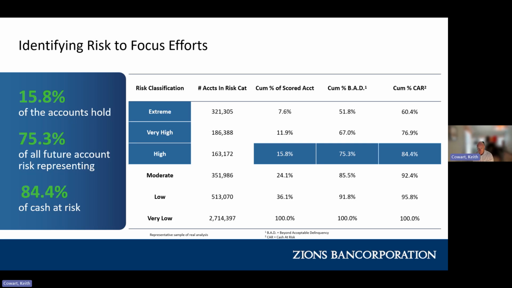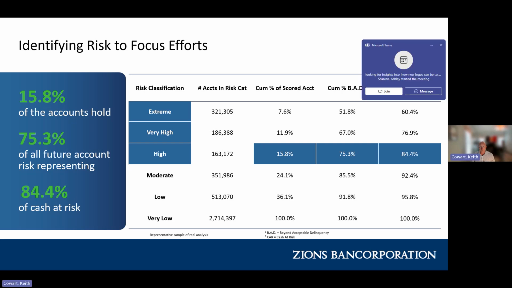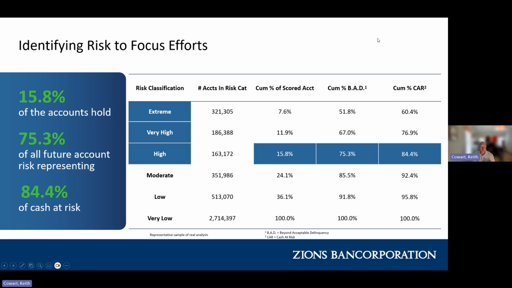And what I want to call out here is the blue bars on the right-hand side, so the 15.8% of their entire customer accounts accounts for 75.3% of the future risk in their entire portfolio. BAD stands for beyond acceptable delinquency, and that can be different for every company. It depends on what your definition is. But 15% of their accounts equate to 75% of the risk of accounts going beyond acceptable delinquency.